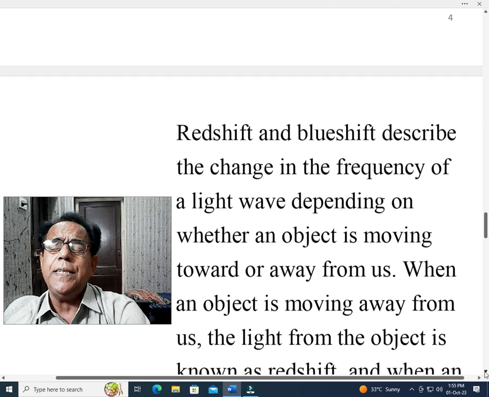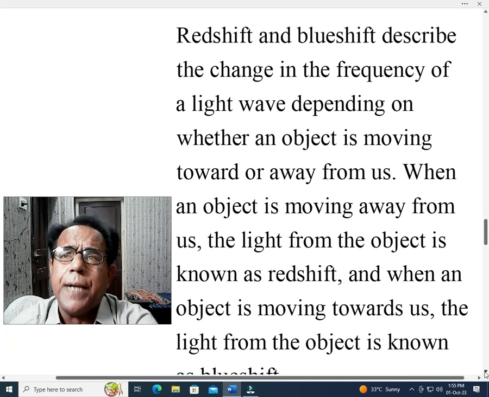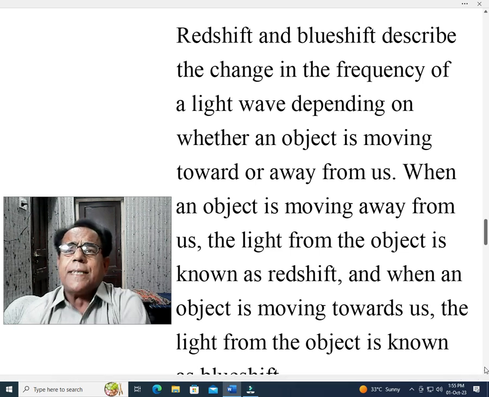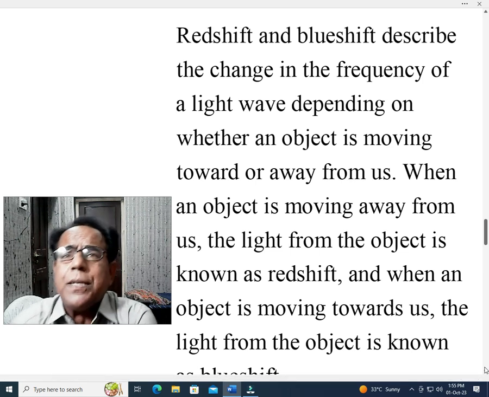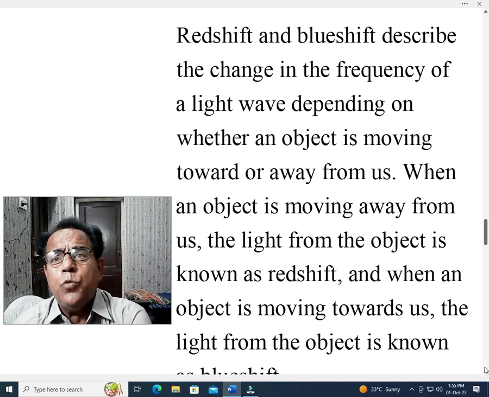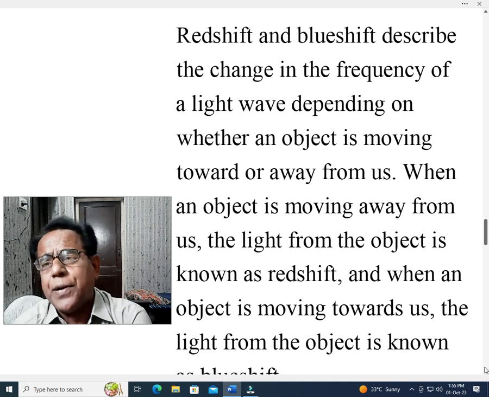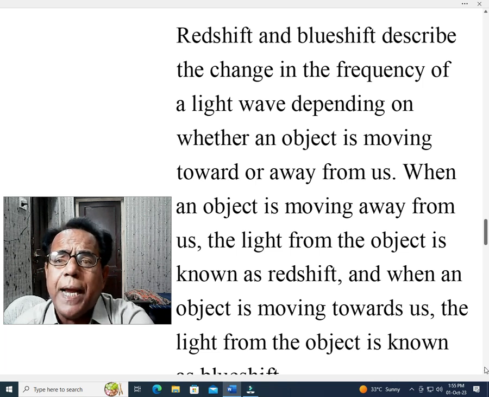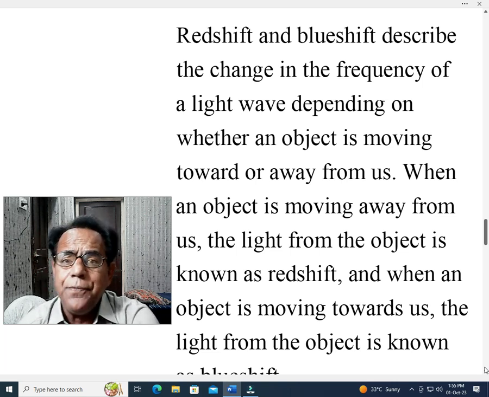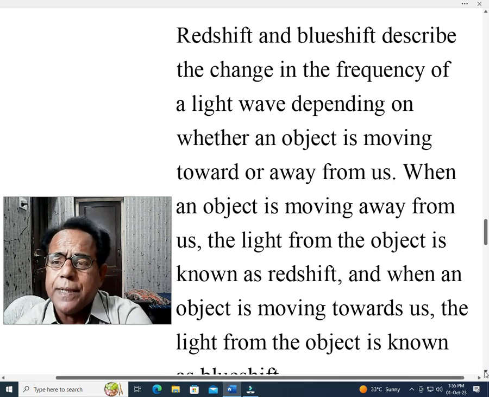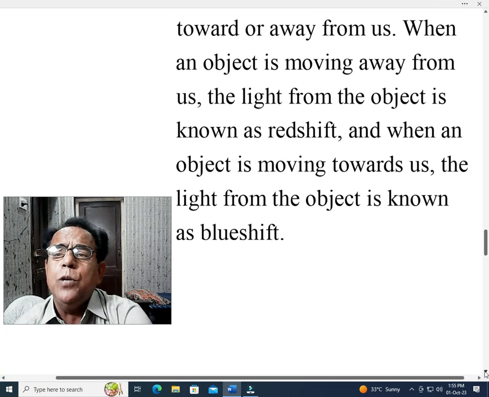Dear students, we discuss a little more about red shift and blue shift. Red shift and blue shift describe the change in the frequency of a light wave depending on whether an object is moving toward or away from us. When an object is moving away from us, the light from the object is known as red shift, and when an object is moving towards us, the light from the object is known as blue shift.